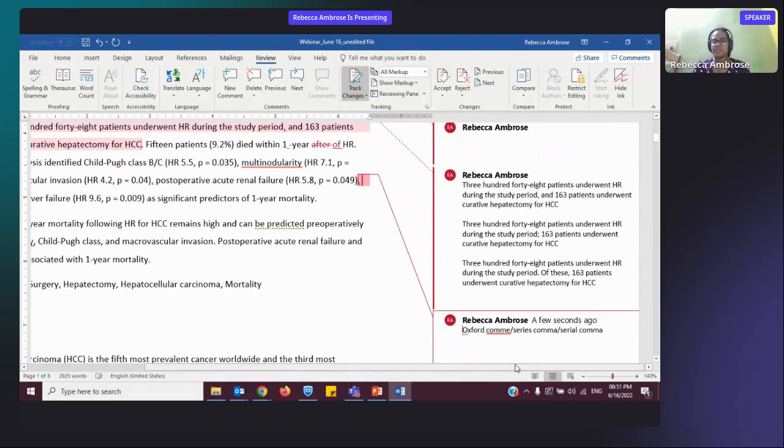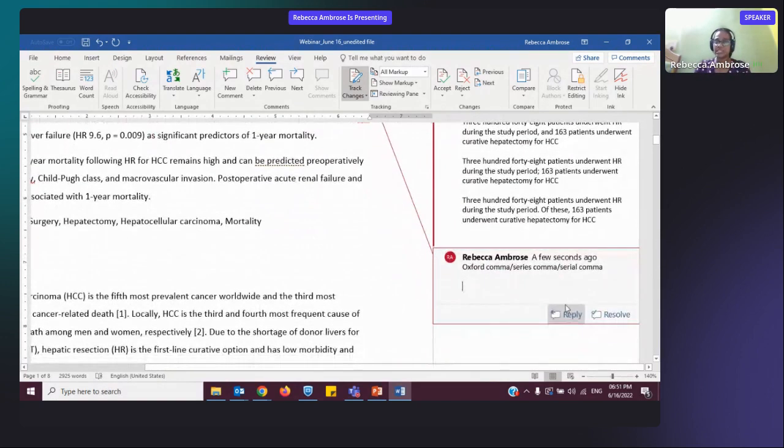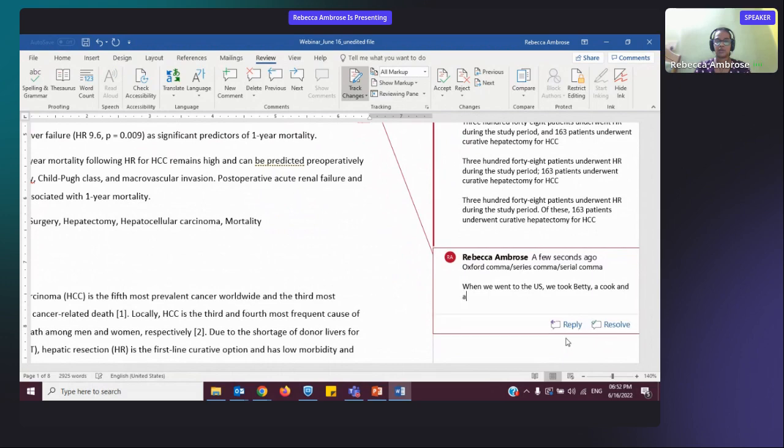This comma is basically for just better clarity. Maybe the clarity is not very obvious here, but in some cases the comma plays a very crucial role. For example, when we went to the US, we took a tea, a cook, and a maid.